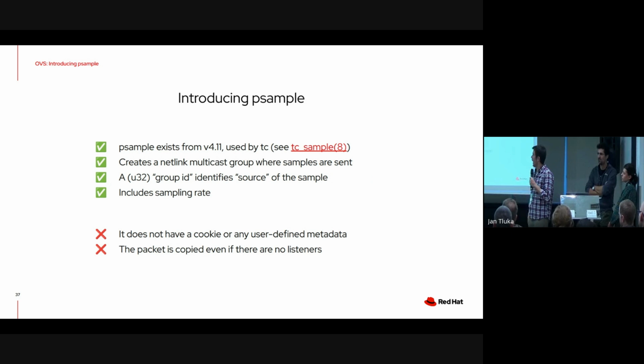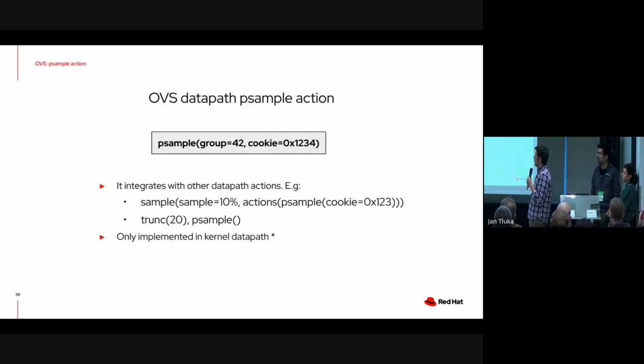multicast group, and you can attach to it. It has a group ID, which kind of selects the source of the sample. So it kind of matched. It didn't have metadata with it, and it was kind of suboptimal because a packet copy was created even if there were no listeners. So we added user-defined metadata, and we optimized that. So now we have a kernel infrastructure that we can use from OVS.